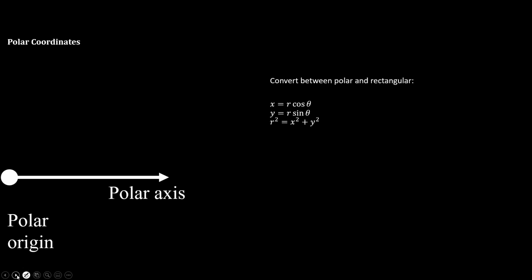Rather than using an x and a y axis, for a polar coordinate, we'll use a polar axis, and we'll have a polar origin. Polar coordinates start by setting a length, the radius, so some distance along the polar axis, and then you allow that to rotate some angle theta. Positive angles rotate counterclockwise, and once you rotate that radius, you can mark the end of it, and that's how we describe points in polar coordinates.